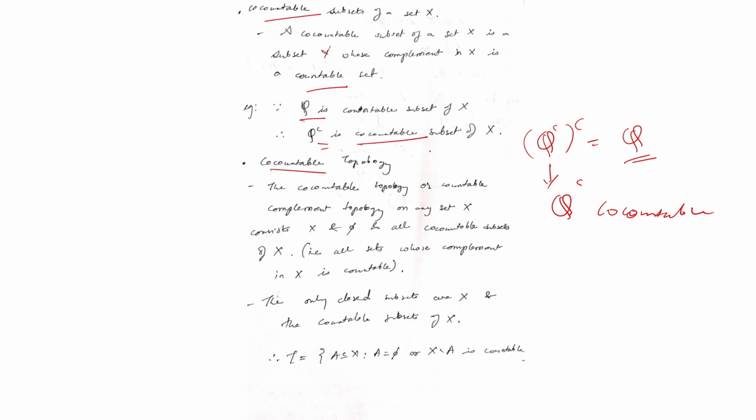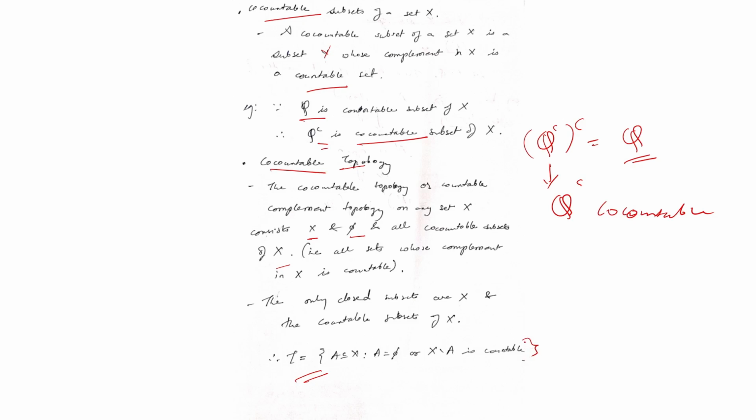Fine. So once you know about co-countable subsets of X, then you can know about the co-countable topology. So what is the co-countable topology? The co-countable topology, or countable complement topology, on any set X, what does it consist of? It consists of X, phi, and all co-countable subsets of X, that is, those subsets whose complement is countable. Fine. So the topology can be written in this way. I hope it is clear to everyone.